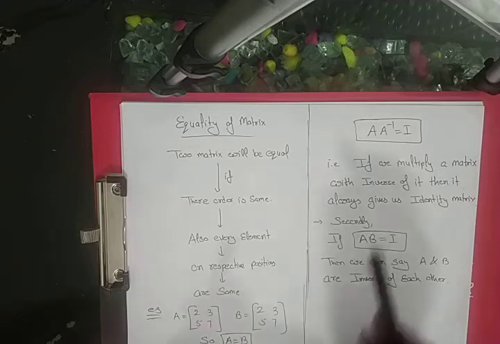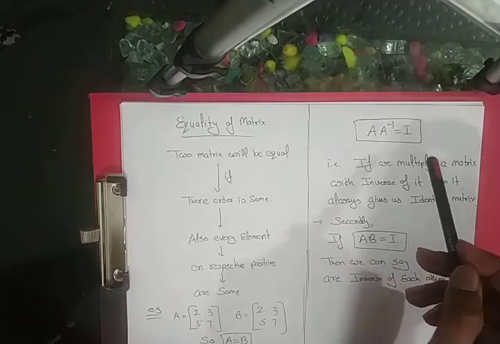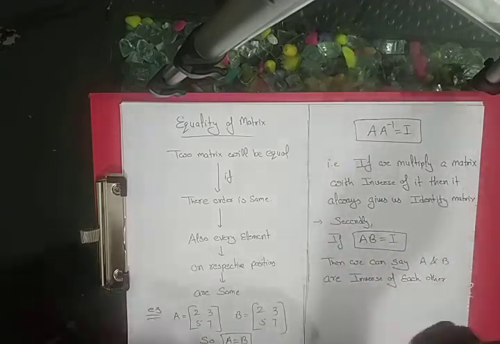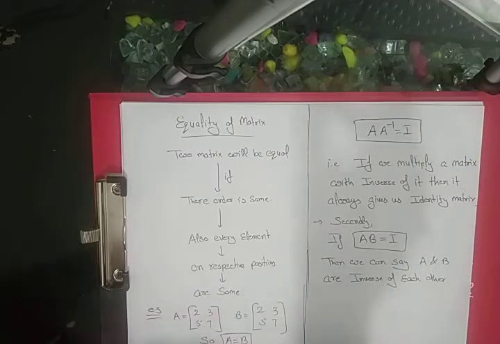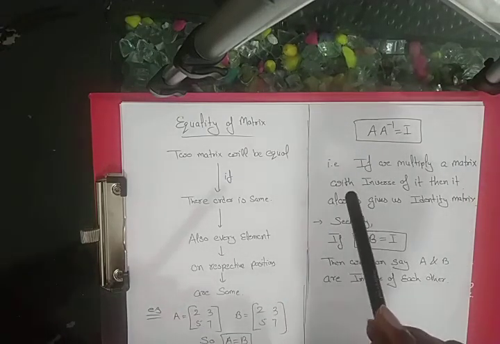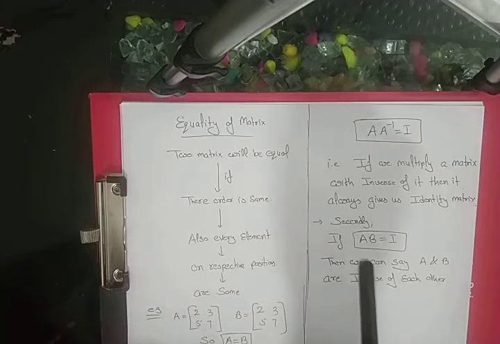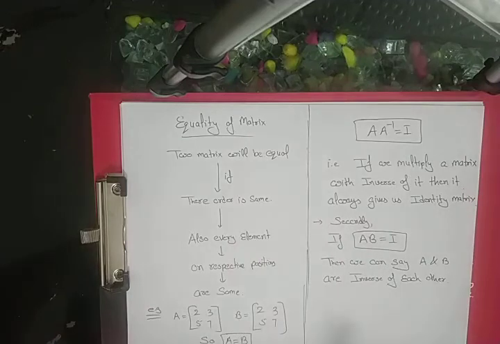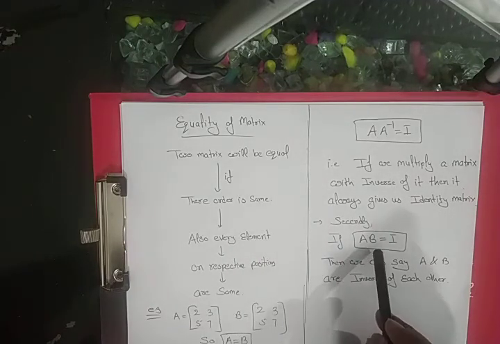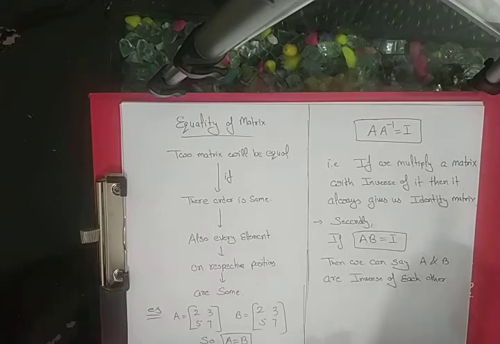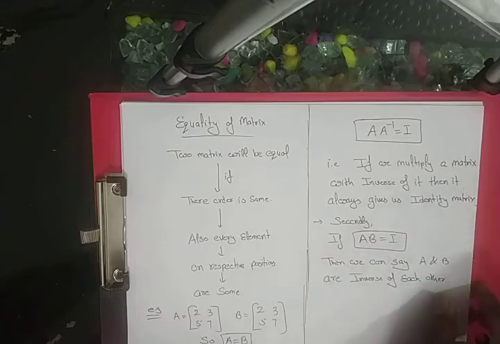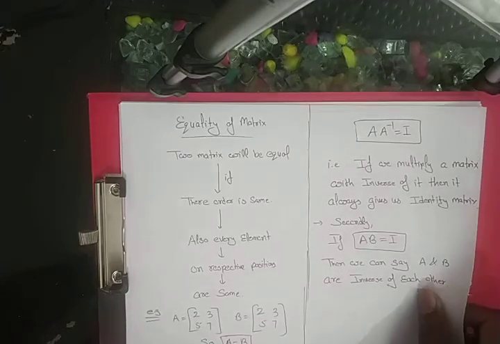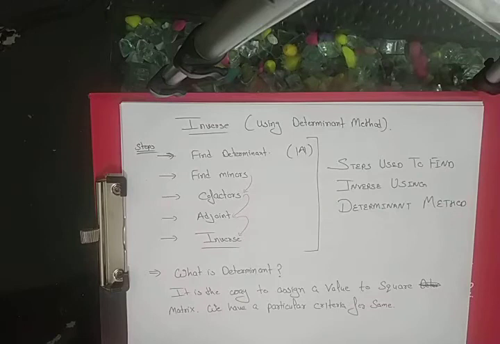Next, A into A inverse is equal to identity. You know about this, and this is a particular condition for being the inverse of a matrix: if multiplying a matrix with its inverse, it will generate the identity for sure. And if multiplying two matrices generates the identity, then we can say that both are inverses of each other. For example, here A will be the inverse of B and B will be the inverse of A.